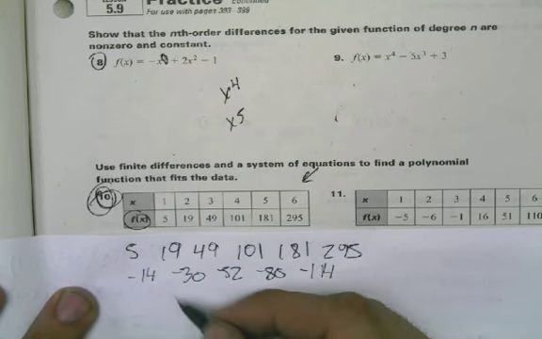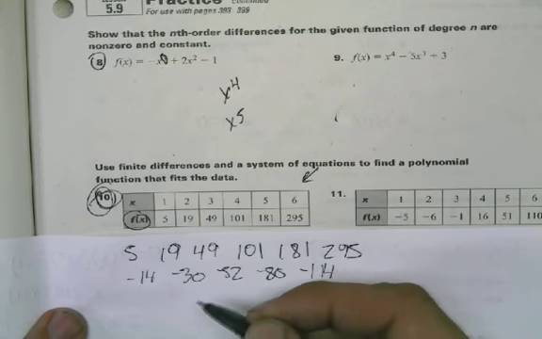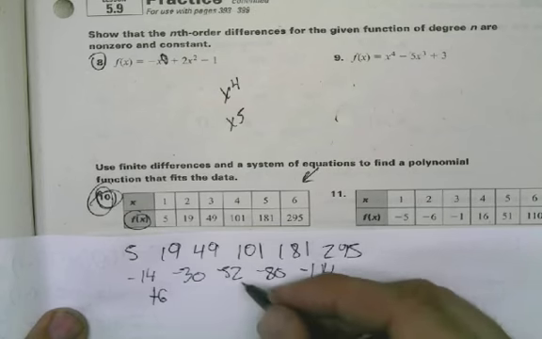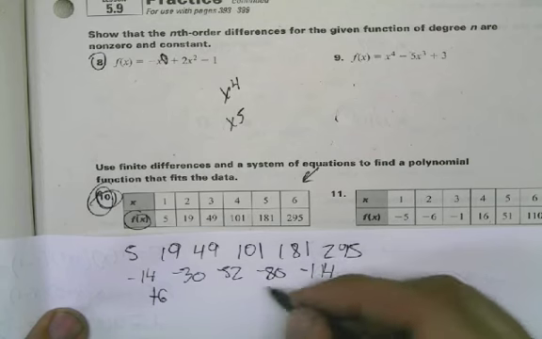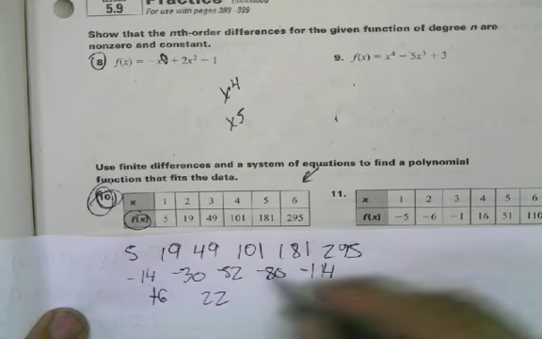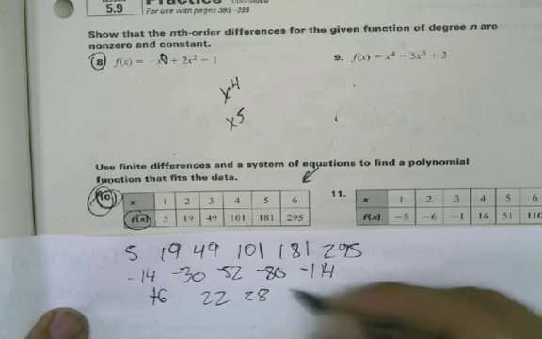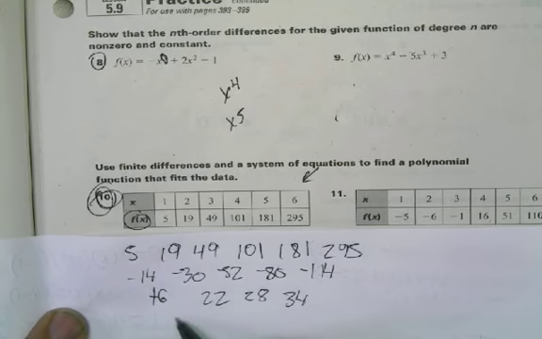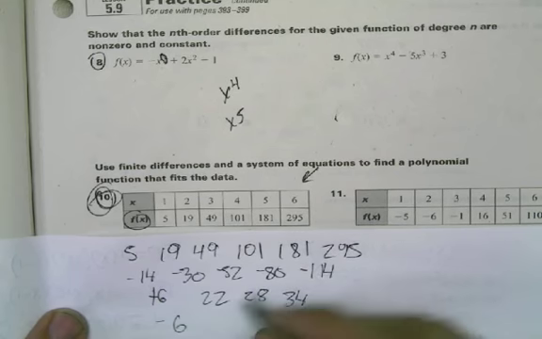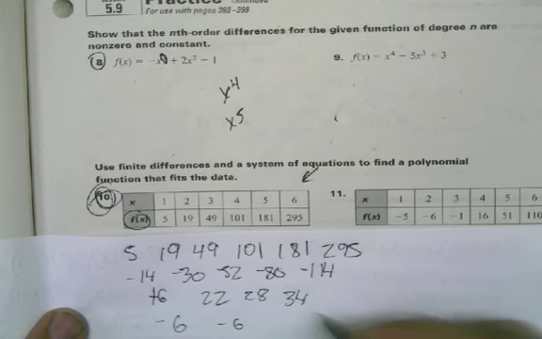Now negative 14 minus negative 30 is going to be positive 16. Negative 30 minus negative 52 is going to be 22. Negative 52 minus negative 80 is 28. Negative 80 minus negative 114 is 34. Okay, and now 16 minus 22 is negative 6. 22 minus 28 is negative 6. 28 minus 34 is negative 6, and we're done.